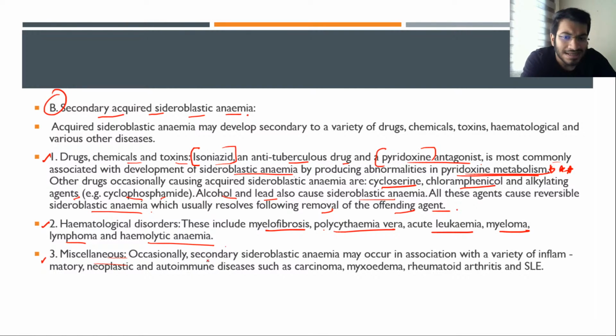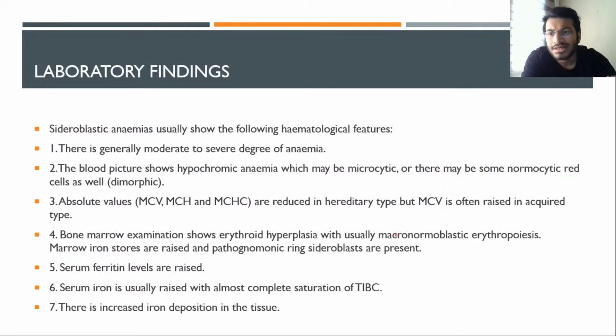Miscellaneous. Occasionally, secondary sideroblastic anemia may occur in association with a variety of inflammatory, neoplastic, and autoimmune diseases such as carcinoma, myxedema, rheumatoid arthritis, and SLE. Then laboratory findings, what you will find and how you will be confirming your provisional diagnosis.